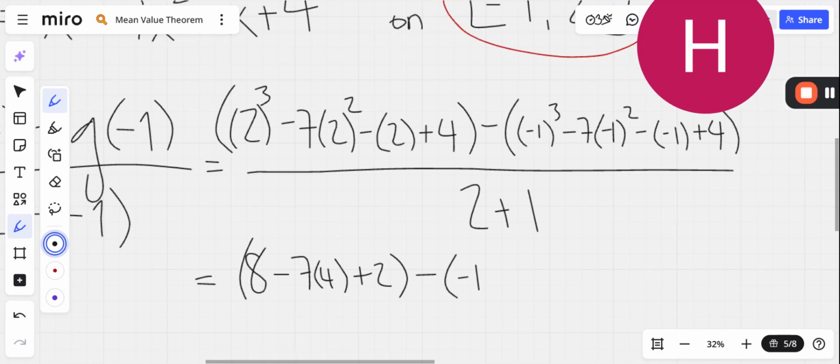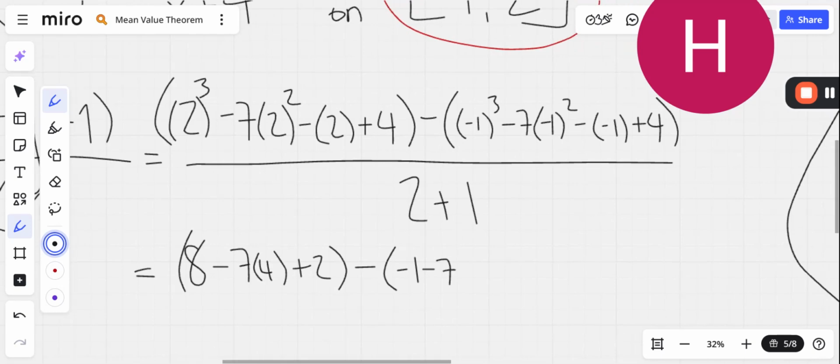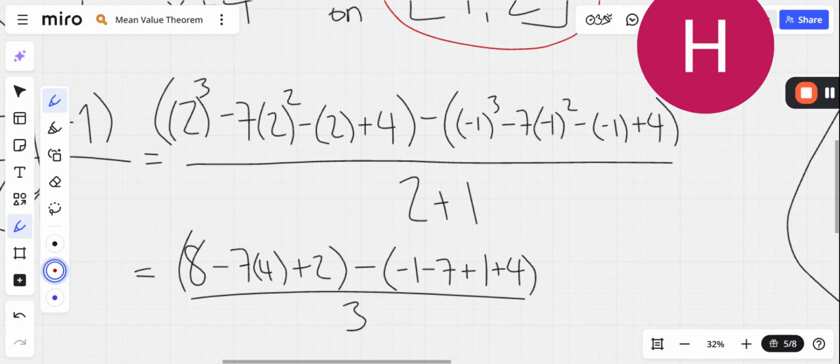Minus negative 1 cubed is negative 1. Negative 1 squared is positive 1, but if we multiply that to a negative 7, it becomes negative 7. This becomes plus 1 and plus 4. So we're being very careful here not to screw any of this up. So negative 1 and positive 1 cancels.